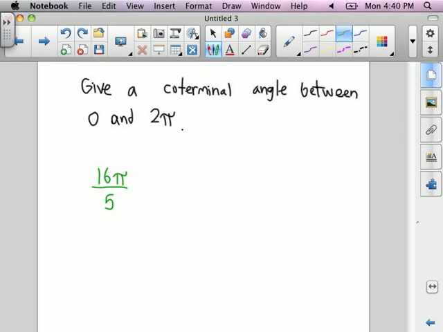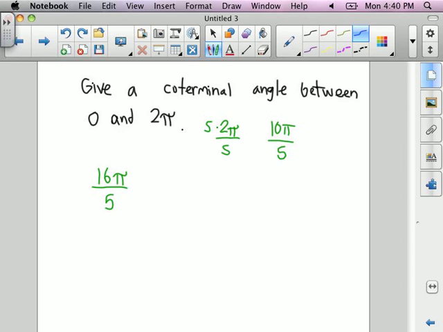So what I'm going to do first is try to get a common denominator. It's going to be hard with a 5 in the bottom. Actually, that's not too bad to do. My 2 pi is the same thing if I multiply top and bottom by 5. That's 10 pi over 5. So if I add or subtract 10 pi over 5, that's just going in a circle. It's still going to be coterminal.